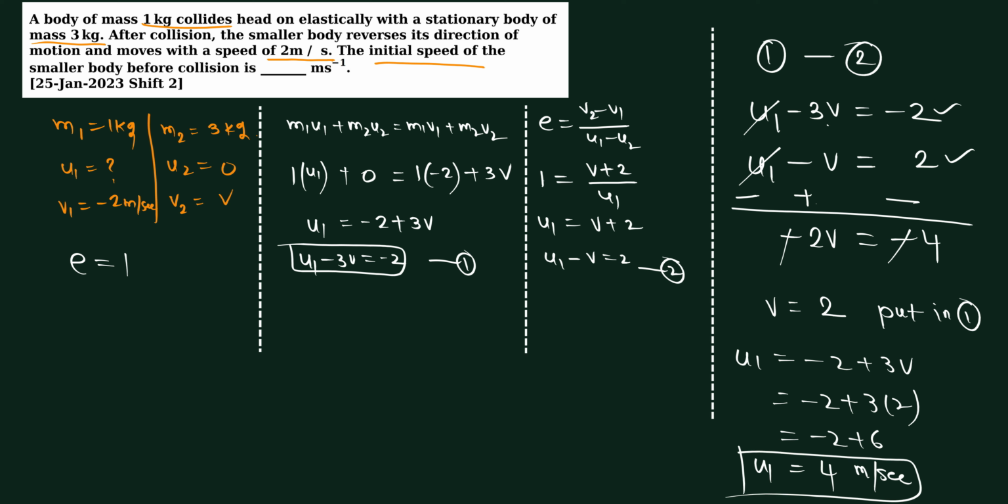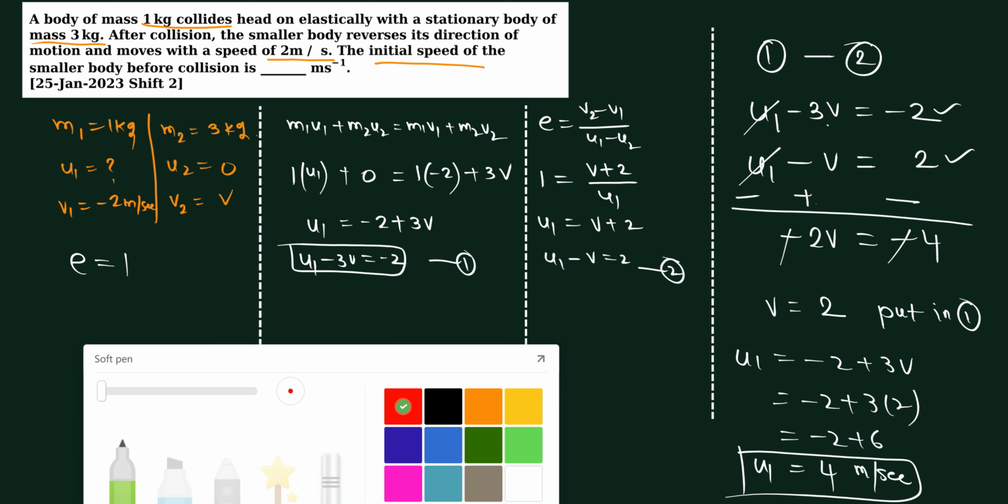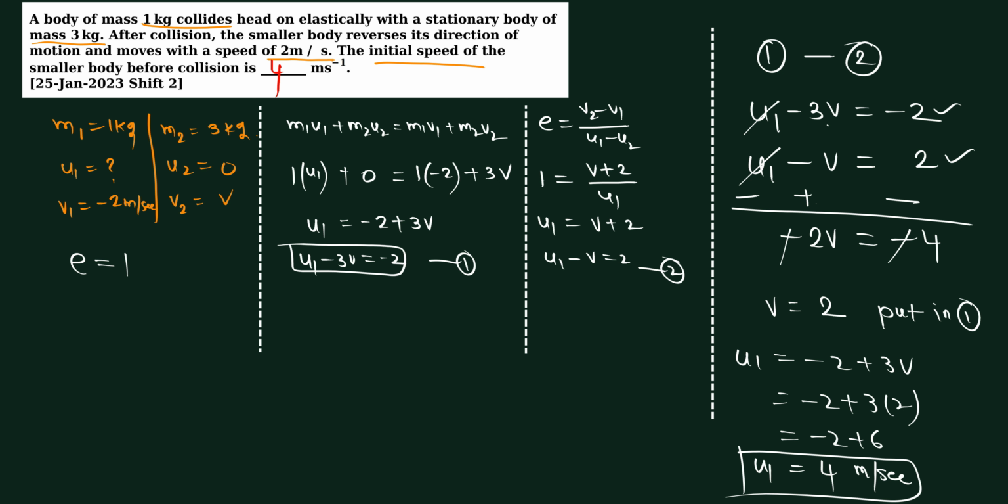So we got this U1 value as 4 meter per second. This is an integer question. We have to type the answer 4 here. Okay, 4 meter per second.